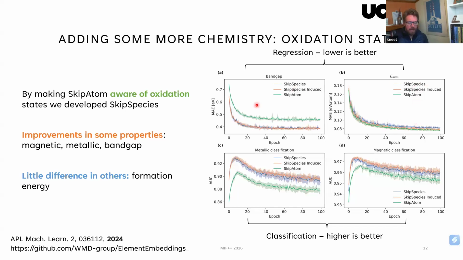But if you're looking at something like band gap, then you get a very noticeable improvement by including the oxidation state. For classifying whether something's a metal or not, where higher is better, again, having the species is useful. And for magnetic classification, that certainly makes sense. The spin on the atoms will completely depend on the oxidation state, so you do a lot better with some information about the oxidation state.